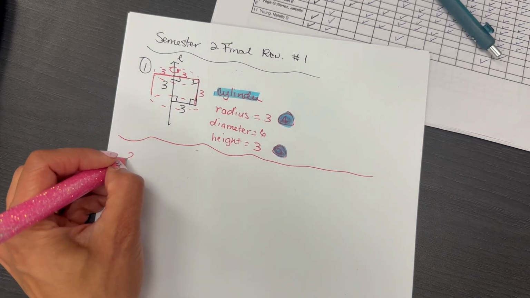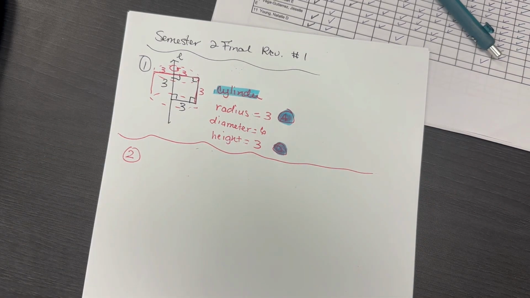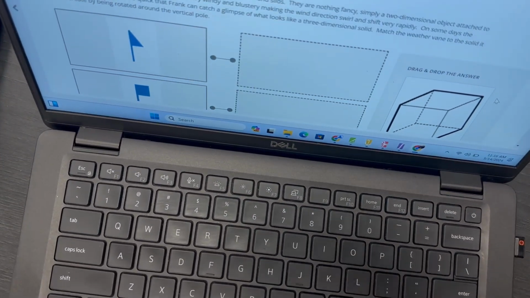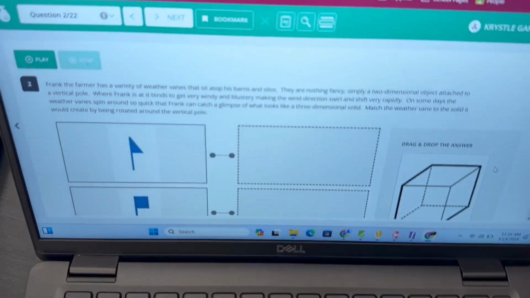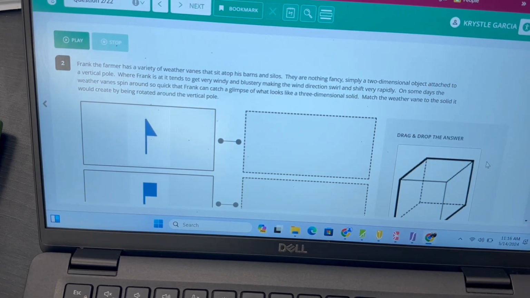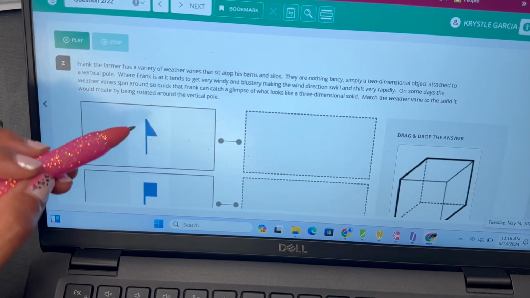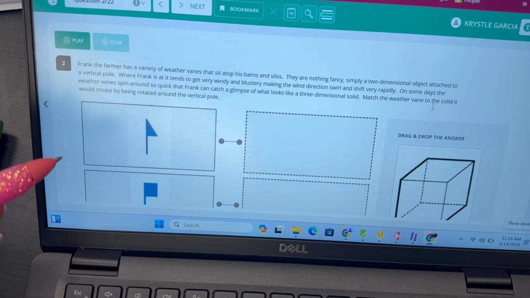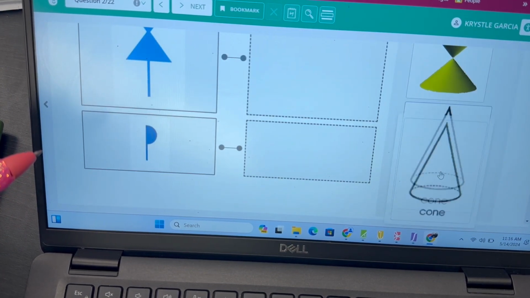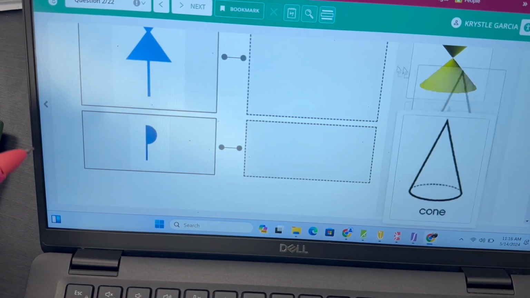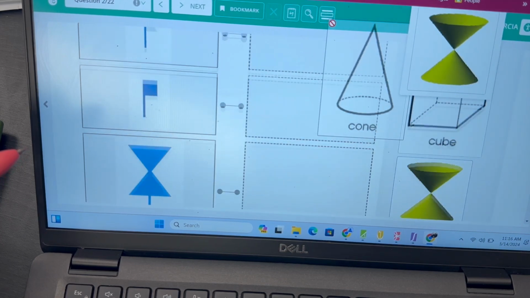Number 2 is, let me get to the next one. This is a drag and drop where you have to see what the 3-dimensional object is after you spin it. So the first one, I'm just going to bring the Chromebook over here so you guys can see it, because on this one, you're just going to write down what they were. Okay, so the first one, we've got a triangle on a pole, and when you spin it around, it's going to make a cone. Not the double cone, just a regular cone. And I just need to drag and drop it.